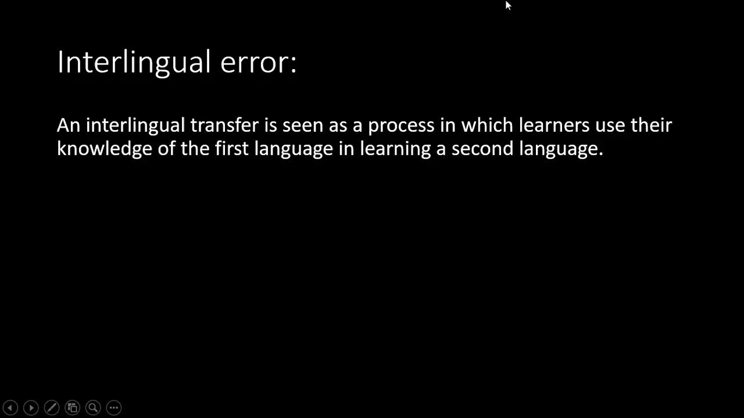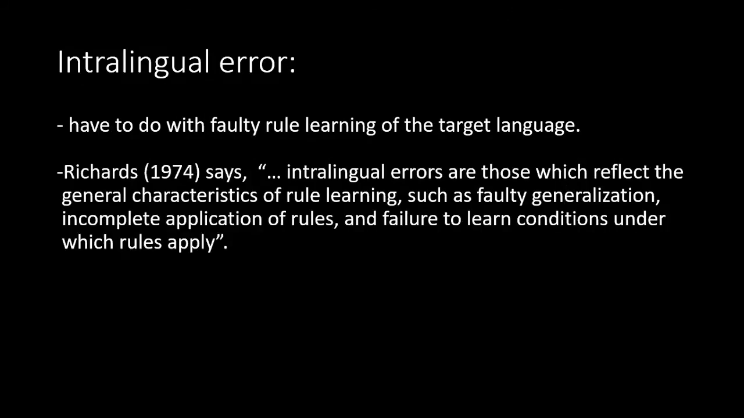Let's proceed to intralingual error. Intralingual errors have to do with faulty rule learning of the target language. Richards says, intralingual errors are those which reflect the general characteristics of rule learning, such as faulty generalization, incomplete application of rules, and failure to learn conditions under which rules apply.